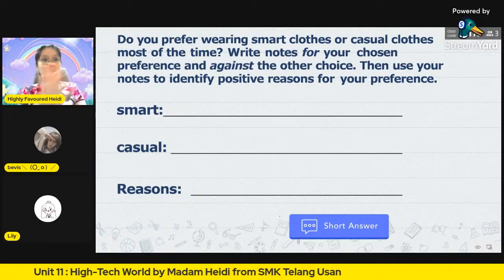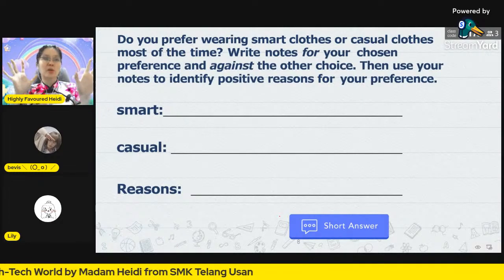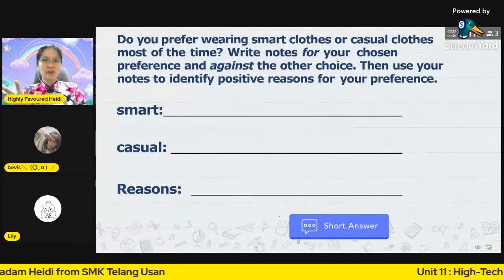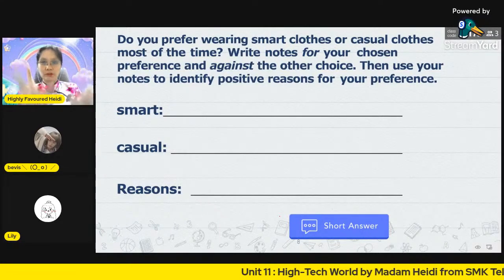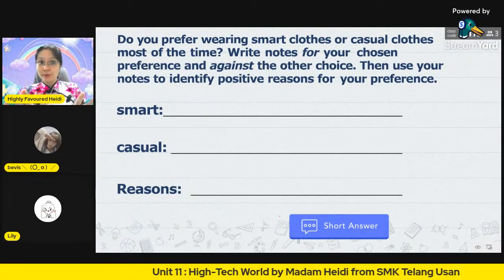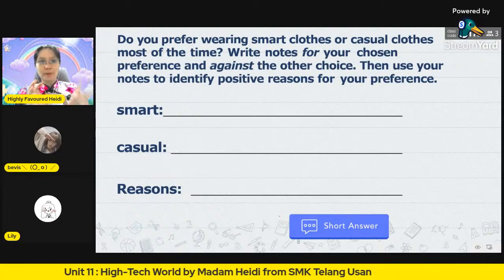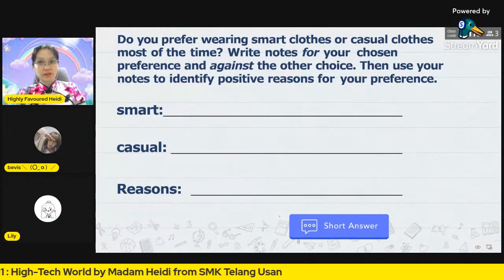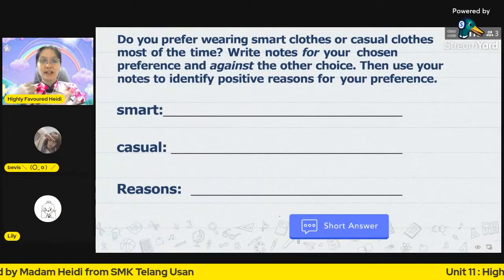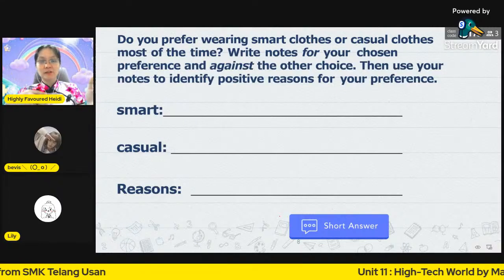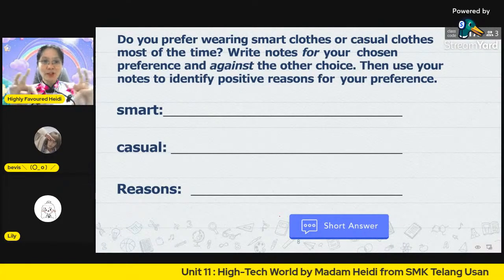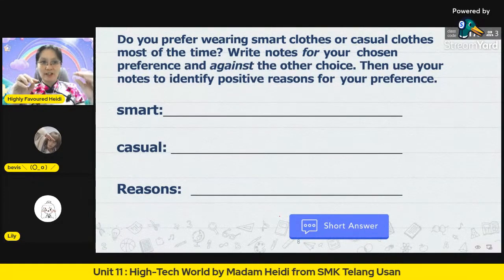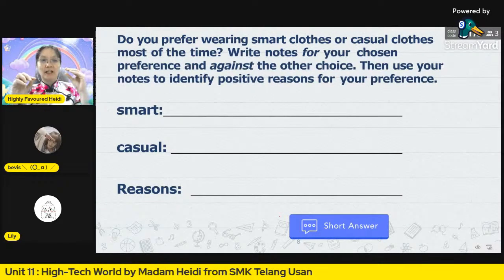Okay, of course everything has pros and cons. You don't say this is all positive or that one is all negative, as of course not, but you choose the one with the most positive reasons that you can give. So choose your preference and argue against the other choice, then use your notes to identify positive reasons for your preference. Okay, so now there are two, right? One is written there casual, one is written there smart.